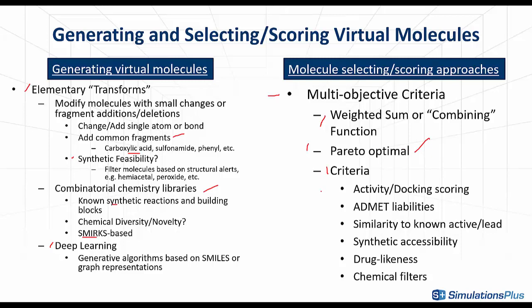Then you also have to look at the criteria for selecting these molecules. You want them based on the activity or docking scores, ADMET liabilities, sometimes similarity to a known lead, but you don't want to get too close to that lead. So you need a little bit of novelty in there. You certainly have to address the synthetic accessibility of these compounds. Make sure they're drug-like. There are no peroxides or epoxides within the molecules, and then using chemical filters to extract those.